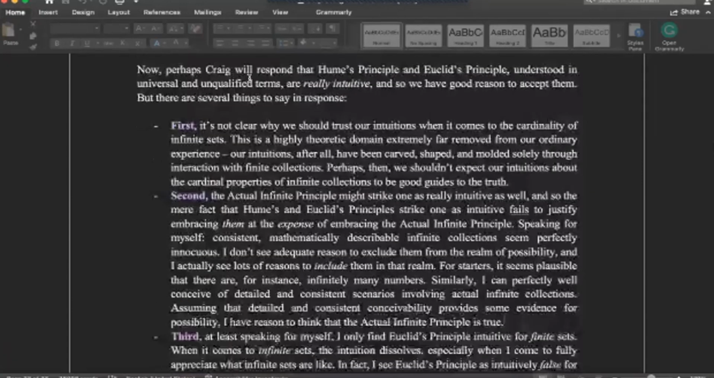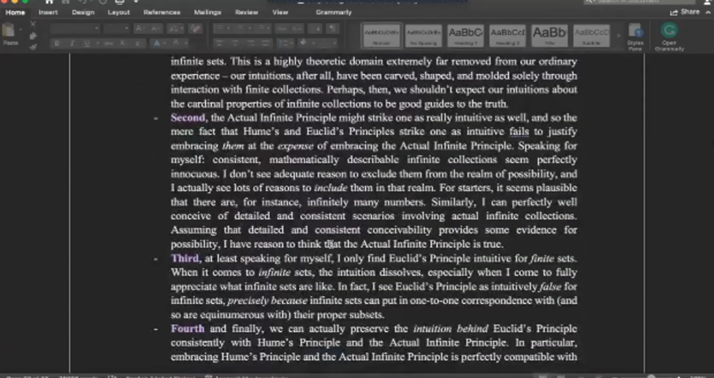My third response to this point up here is that, at least speaking for myself, I actually only find Euclid's principle intuitive for finite sets. When it comes to infinite sets, the intuition utterly dissolves, especially when I come to fully appreciate what infinite sets are like. In fact, I see Euclid's principle as intuitively false for infinite sets, precisely because infinite sets can be put in one-to-one correspondence with, and so are equinumerous with, their proper subsets.